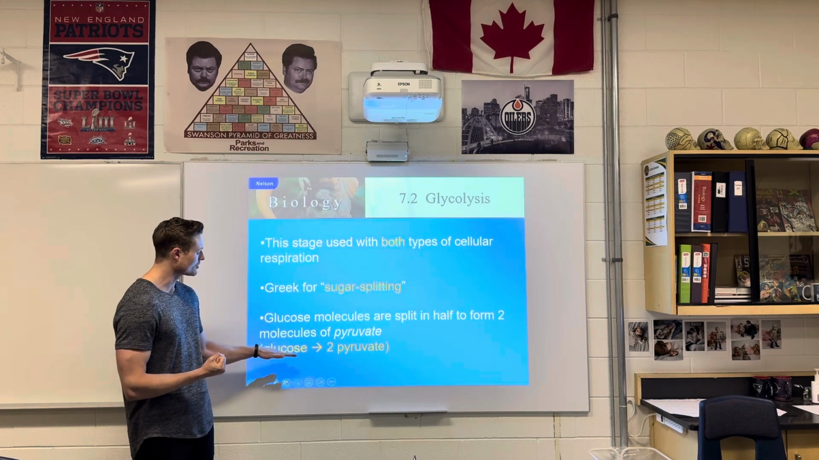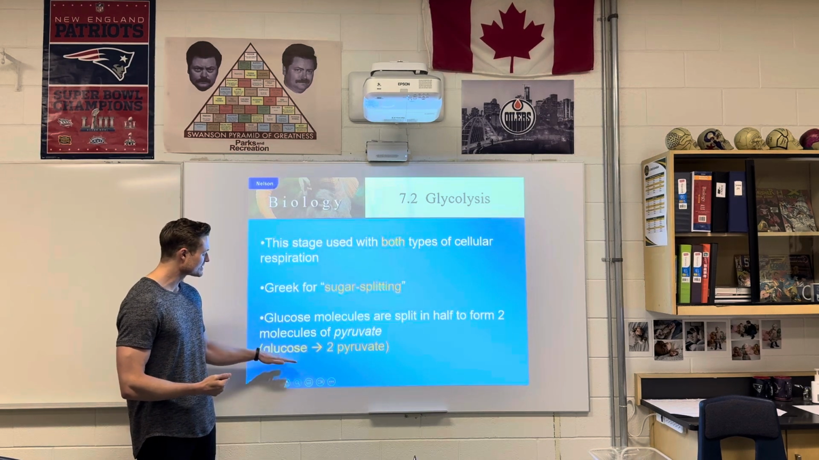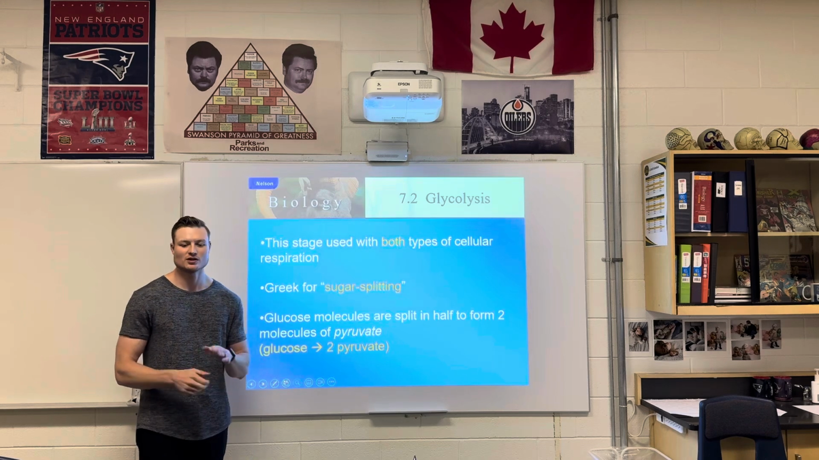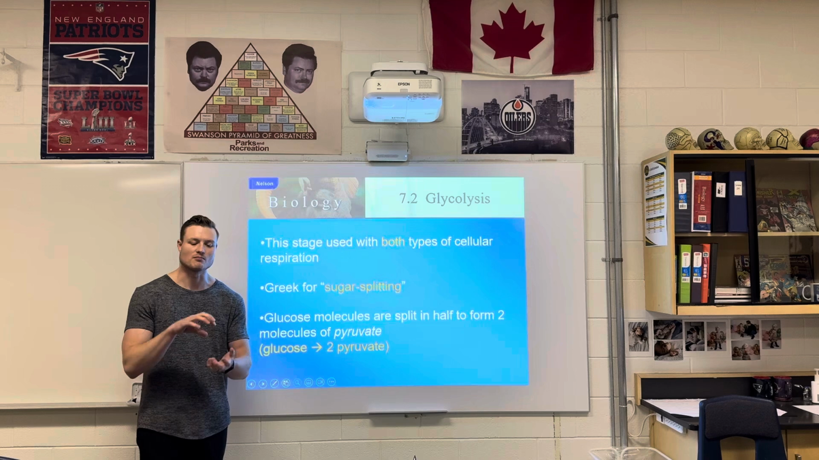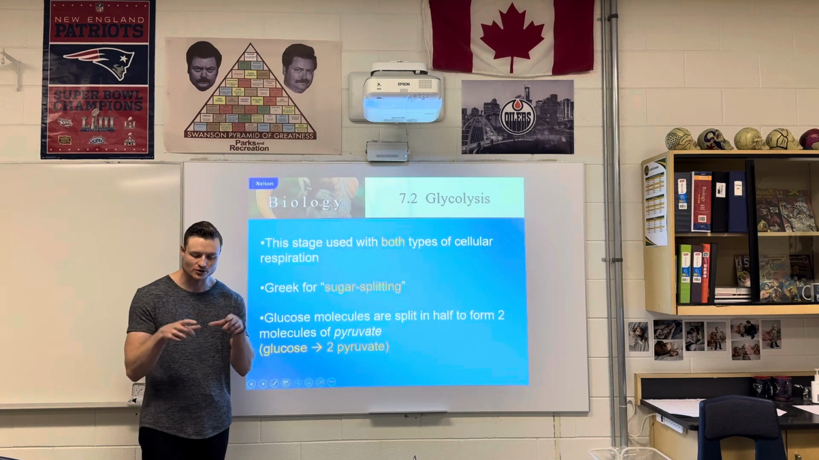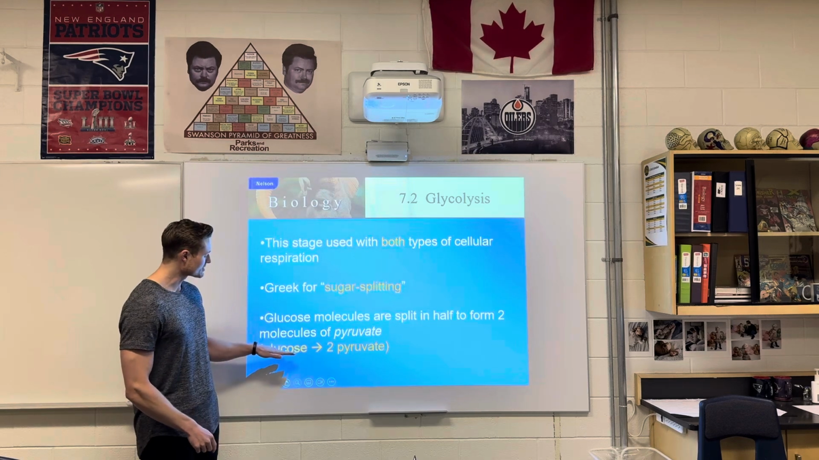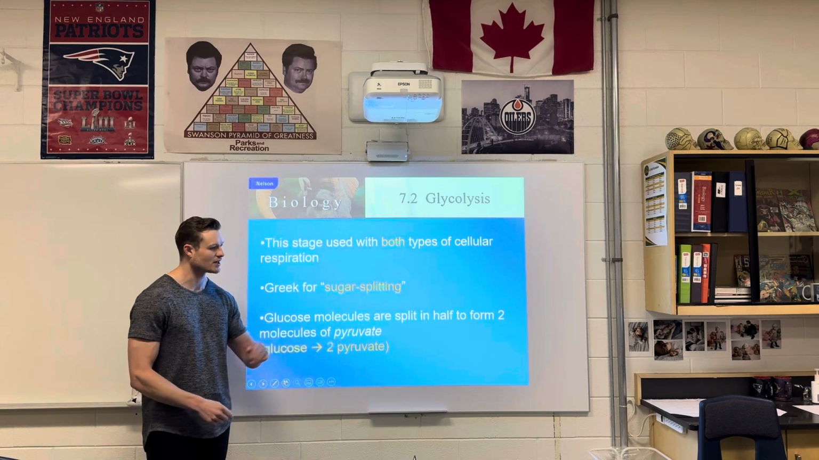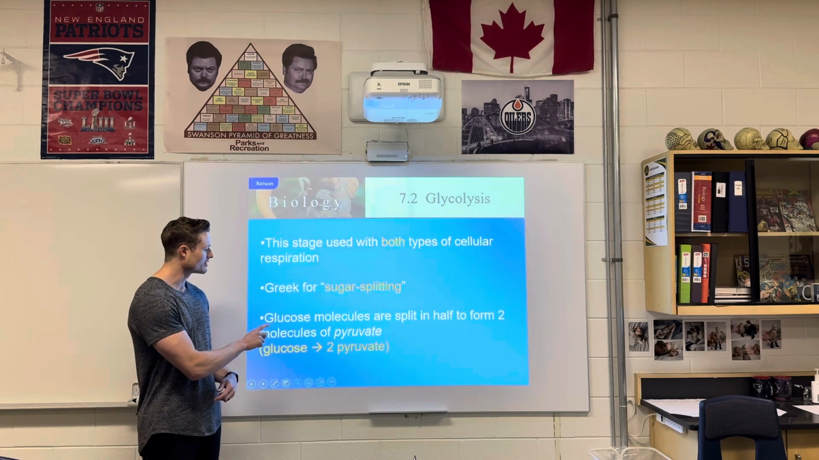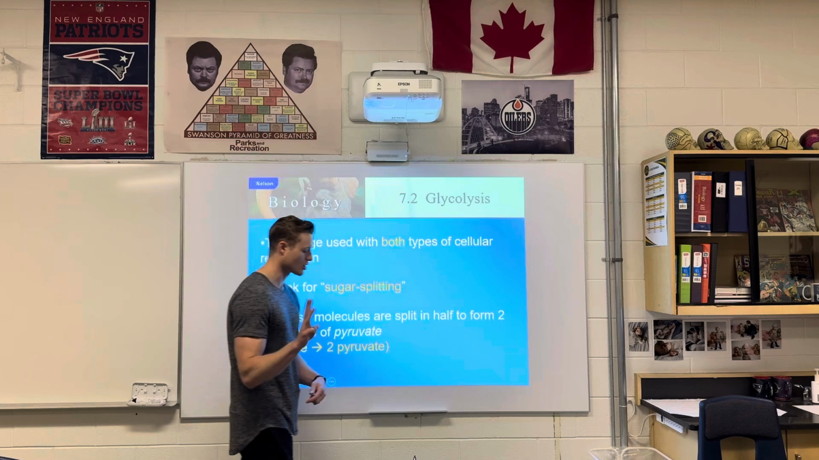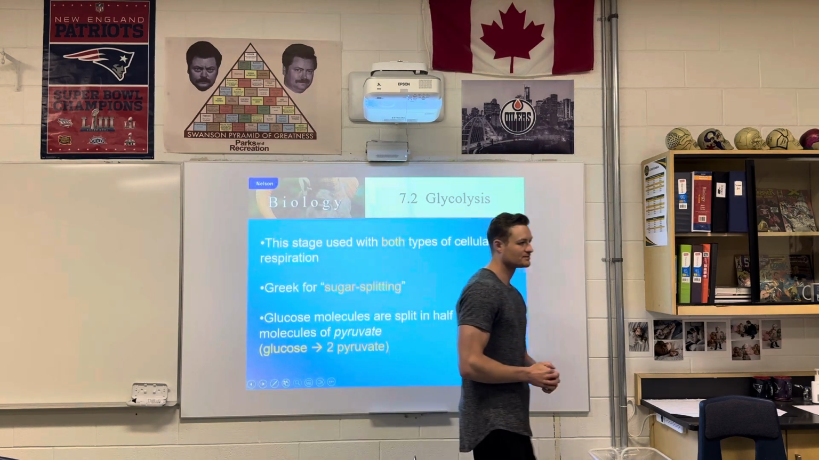We're going to take our glucose molecule, which is a 6-carbon molecule. We really want to keep track of our carbons here. Sometimes it's helpful to maybe model this out or build a little glucose molecule. We're going to take that 6-carbon glucose, we're going to break it down into 2 pyruvate molecules, and each pyruvate contains 3 carbons. So that's the idea here.